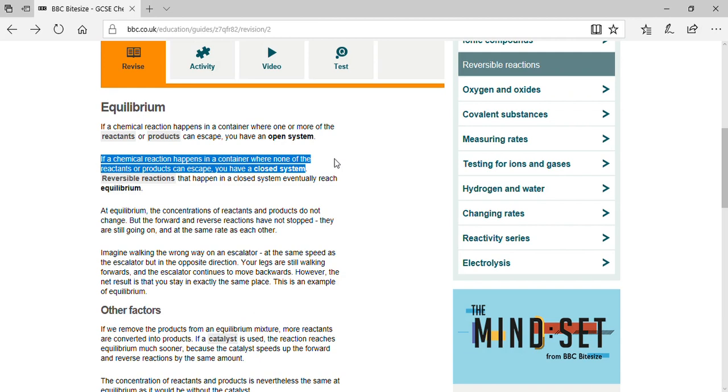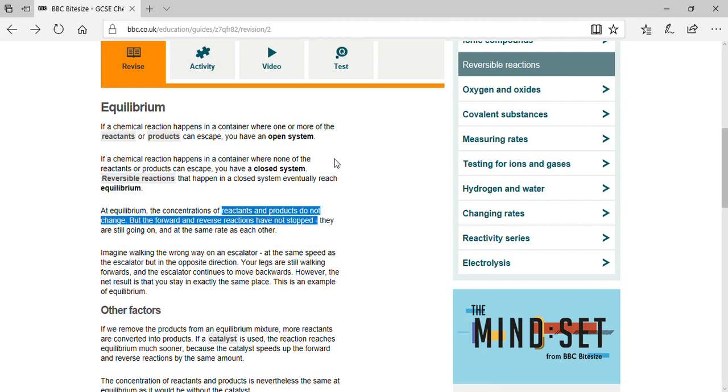Understand, beta? Because this one is the keyword which you have to learn. Concentration in equilibrium condition, you can see that is written also there. At equilibrium, the concentration of reactant and product do not change.